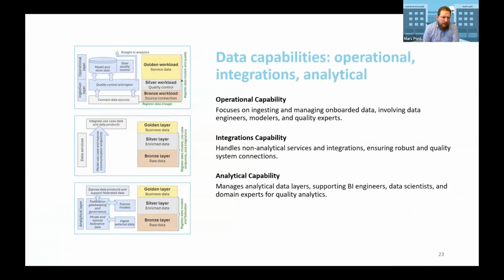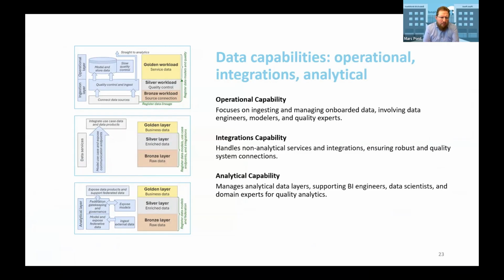The capabilities that we describe to be able to do this are 3. There's an operational, integration, and analytical capability. And the operational capability focuses purely on onboarding data. So this involves data engineers and modelers. There's quality experts as well, but they're advisory. They actually hand over assignments to the engineers and modelers to ensure that they can fit the quality improvements.